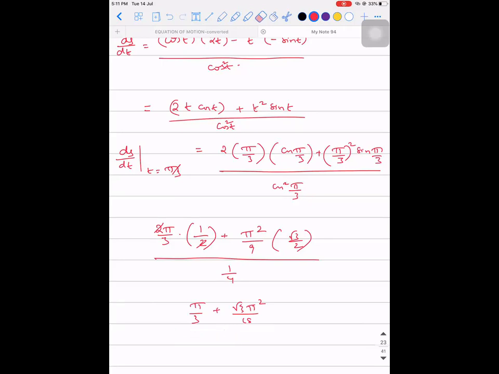So the 4 will go to the numerator and it will get multiplied. So if you simplify, this will be 2 by 9. So 4 pi by 3 plus 2 root 3 pi square divided by 9. So this would be the final answer.